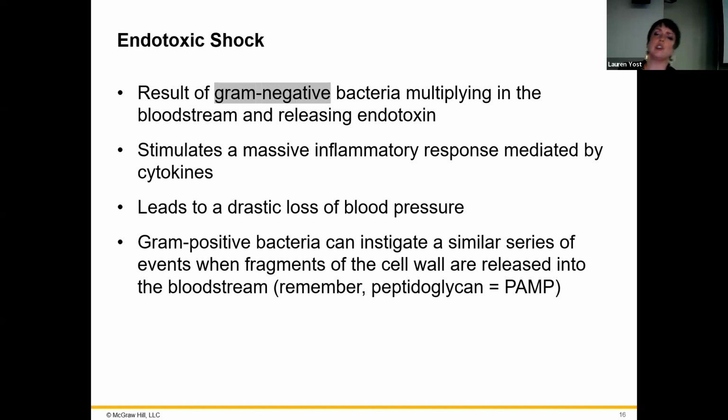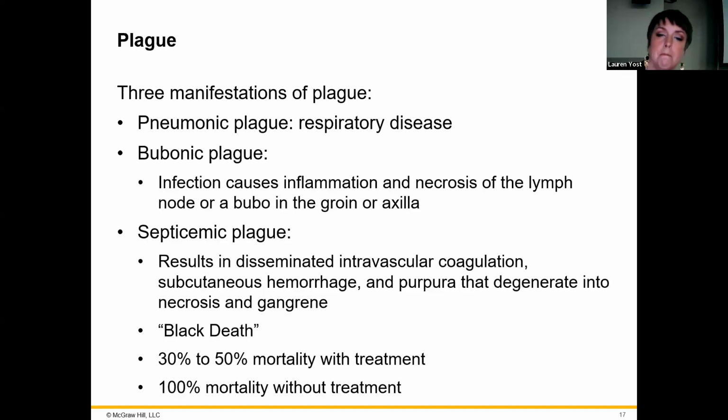Gram-positive bacteria might have certain toxins or markers that can instigate a similar reaction. This is what we see in toxic shock syndrome with tampon usage and things like that. It's gram-positive bacteria, but they have other toxins that elicit a similar response.